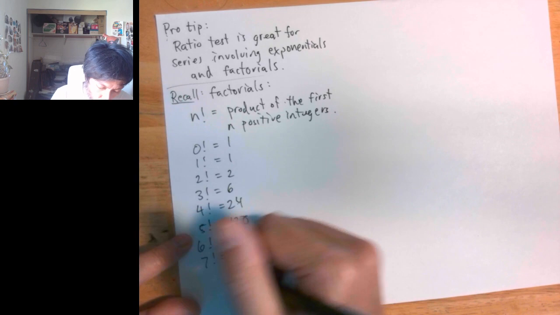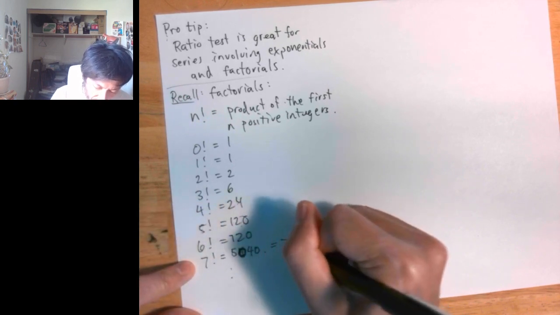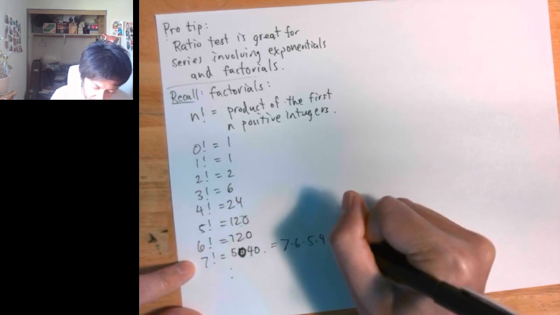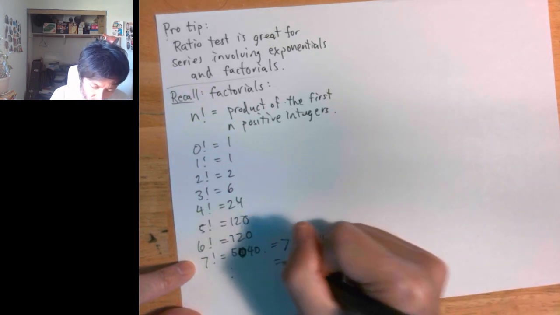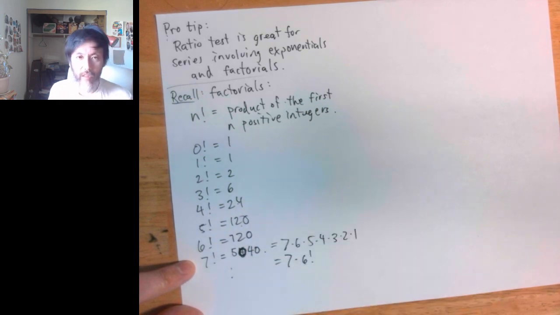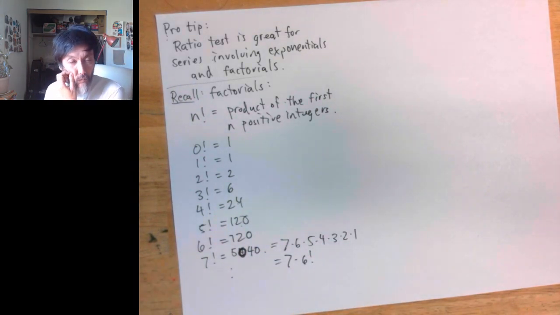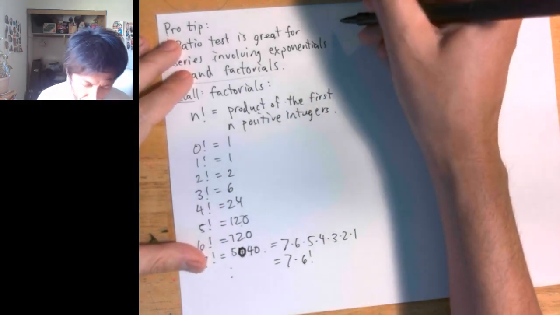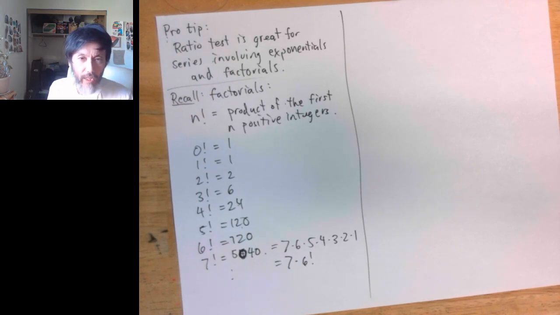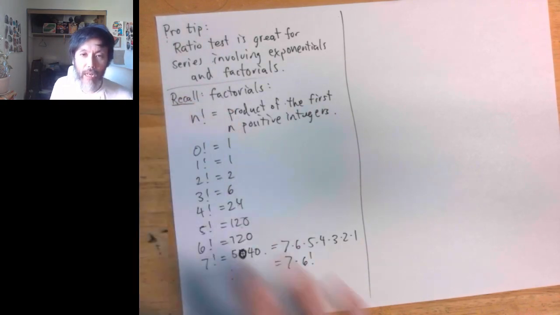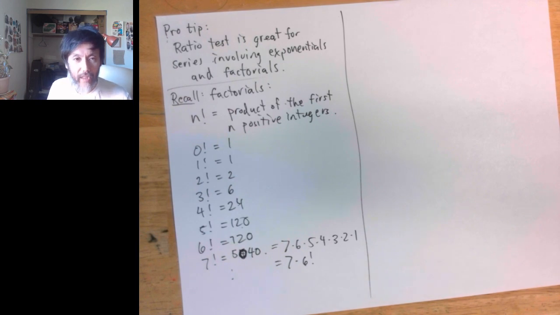But for example, 7 factorial is 7 times 6 times 5 times 4 times 3 times 2 times 1. And another way of writing that, of course, is 7 times 6 factorial. Okay? Factorials are extremely important for us. You will see why. But just take my word for it. Why would I lie to you about that? So the pro tip that I'm giving you is that the ratio test is fantastic when you have a series which involves exponentials and factorials.